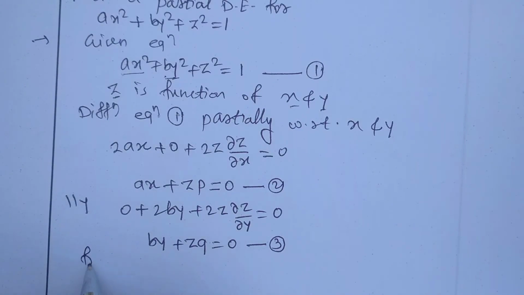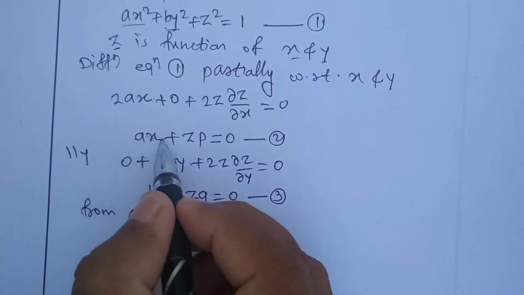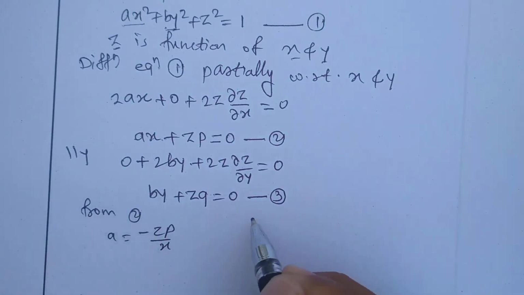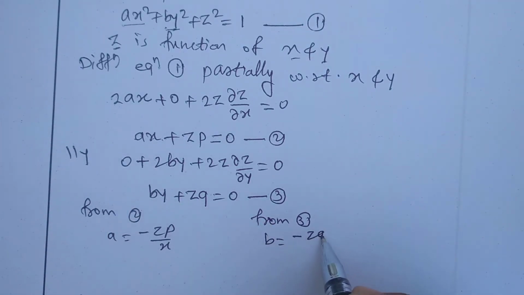So from 2, what is the value of a? a equals minus zp upon x, and from 3, the value of b equals minus zq upon y. Put in 1.